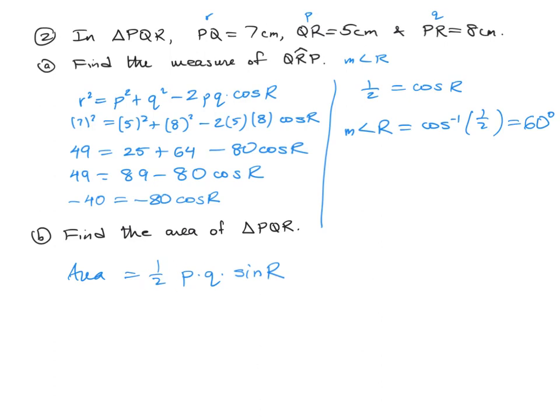So it's this formula. That becomes, in this case, 1/2 times p, which was 5, times q, which was 8, and then I need to do sine of the 60 degrees. Again, I plug that into my calculator and then round to the 3 sig figs. And I get approximately 17.3, and the units are going to be centimeters squared.